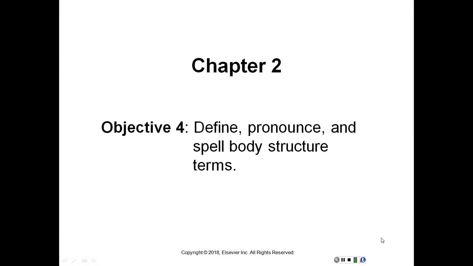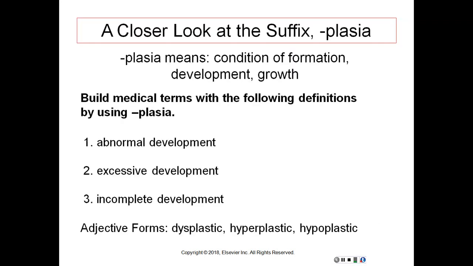This recording will continue with Chapter 2, now Objective 4: define, pronounce, and spell body structure terms. So first we're looking at the suffix plasia. It means condition of formation, development, growth. Now, what they're wanting you to do here is just build medical terms from the following definitions using the suffix plasia. So your suffix will be plasia for all three of these.